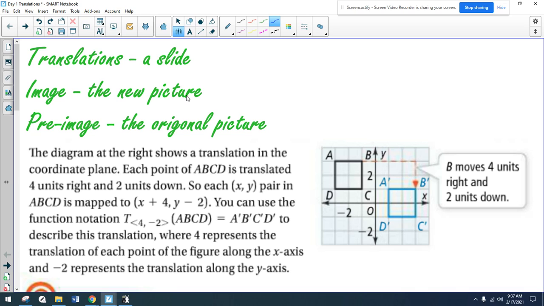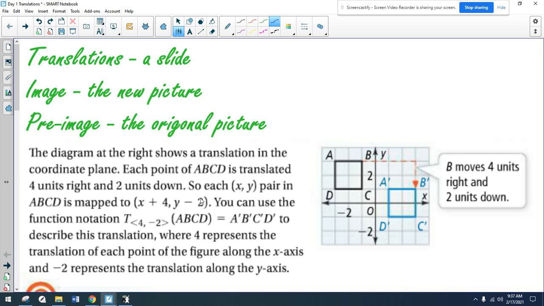So the image is the new picture. So the blue one is the image. Notice they got little apostrophes. Those are called primes. Okay, so the pre-image is the original. So anytime you see something asking you for the image, they're asking you for the new picture. The pre-image is the original. So ABCD, this black one is the original, the pre-image, and then the blue one with the primes, that is going to be your answer, your image.